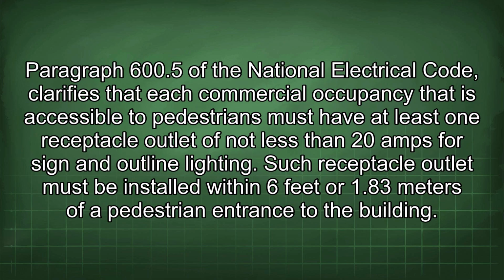Paragraph 600.5 of the National Electrical Code clarifies that each commercial occupancy that is accessible to pedestrians must have at least one receptacle outlet of not less than 20 amps for sign and outline lighting. Such receptacle outlet must be installed within 6 feet or 1.83 meters of a pedestrian entrance to the building.